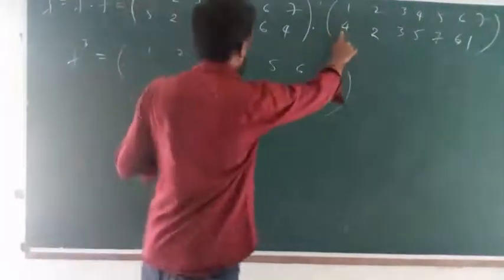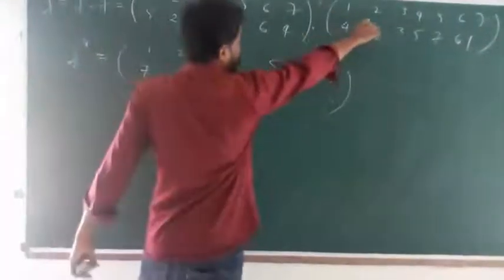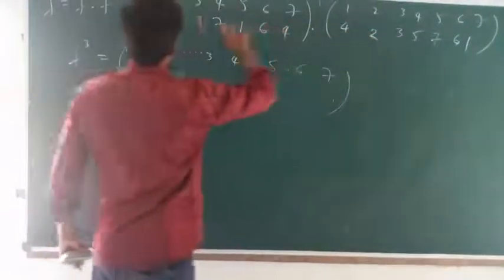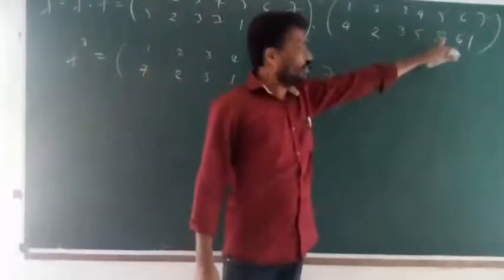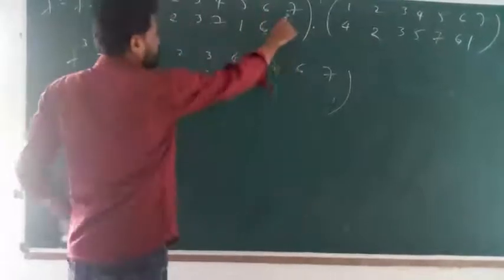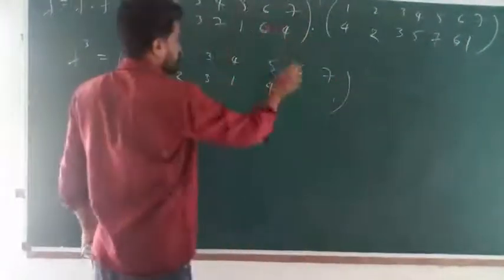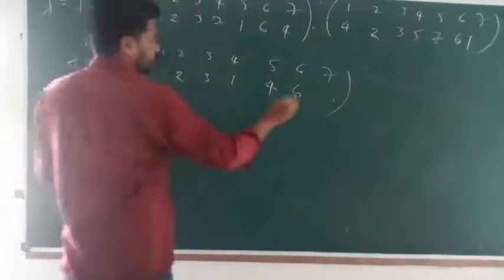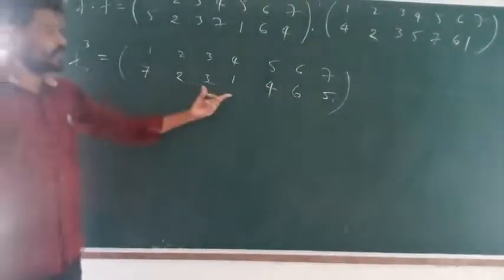So 1 maps to 4, 4 maps to 7, 2 maps to 2, 2 maps to 2, 3 maps to 3, 3 maps to 3, 4 maps to 5, 5 maps to 1. Next 5 maps to 7 from this side, 7 maps to 4, 6 maps to 6, 6 maps to 6, 7 maps to 1, 1 maps to 5. So this is F cube. But this is not equal to the identity permutation.